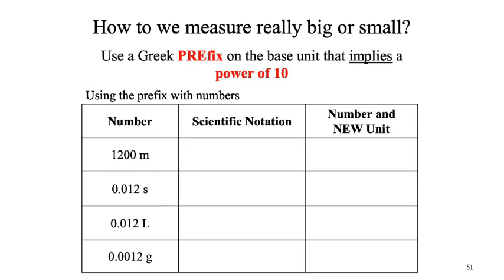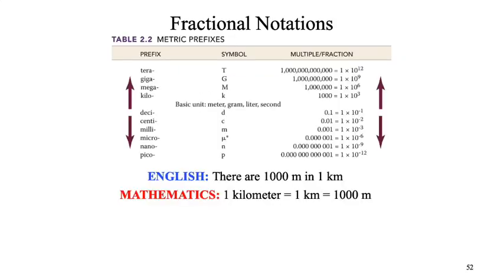Did we do this? Yeah? Okay. I heard a yeah and a no. We did? Okay. We didn't grab it. The next part is then the fractional notations. So we've got English language of what we can do with this. There are 1,000 meters in 1 kilometer, yes? Yes. Mathematics can take that and say 1 kilometer is equal to 1,000 meters. Right? So we've simplified things down a lot.